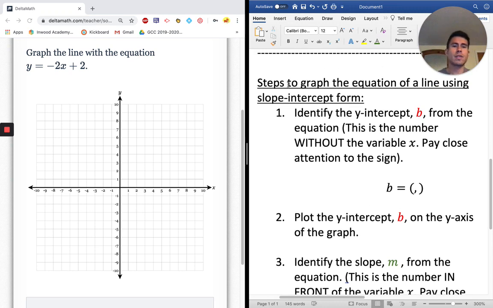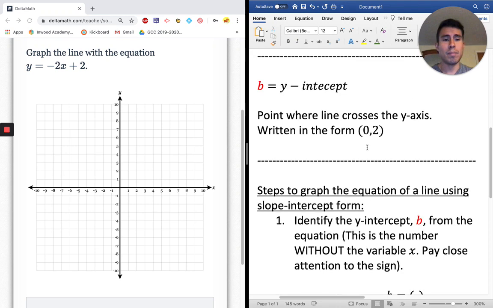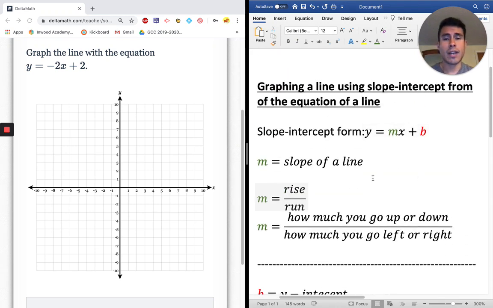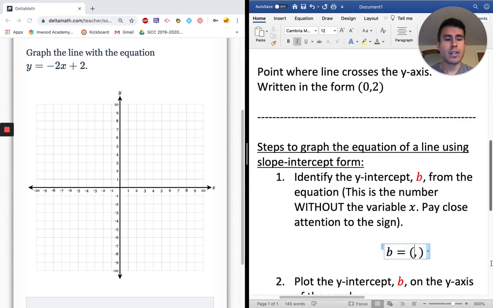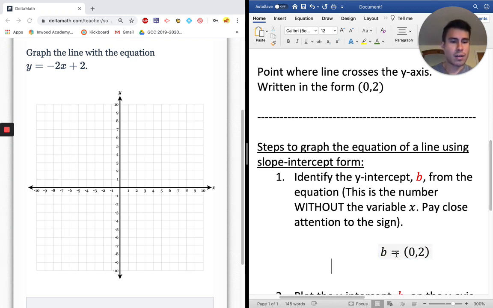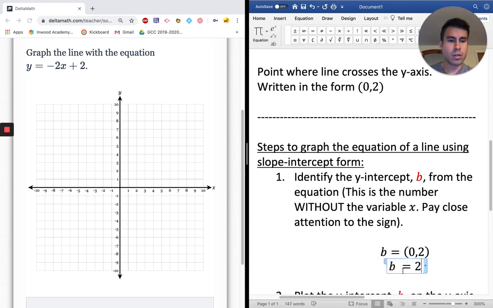Now, what are the steps that we're going to use to graph the equation of a line using the slope-intercept form? The first step is identify the y-intercept. In other words, the b from the equation. So as we said before, it is the number without the variable x. Pay close attention to the sign. So we see b does not have the x. If I compare it, it's positive 2. All right, positive 2. So you can either write it as (0, 2), that's as the point, or you can just say b equals 2.